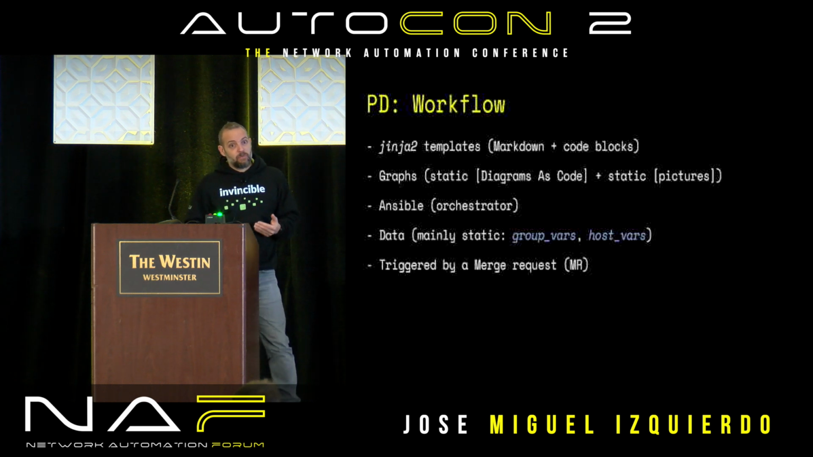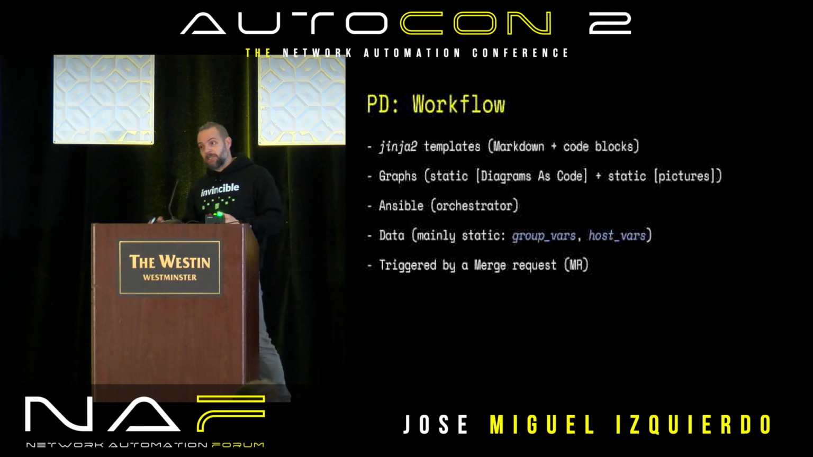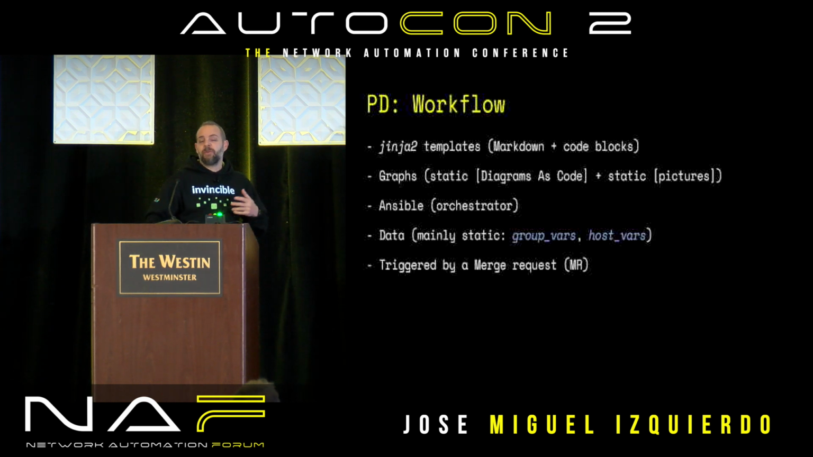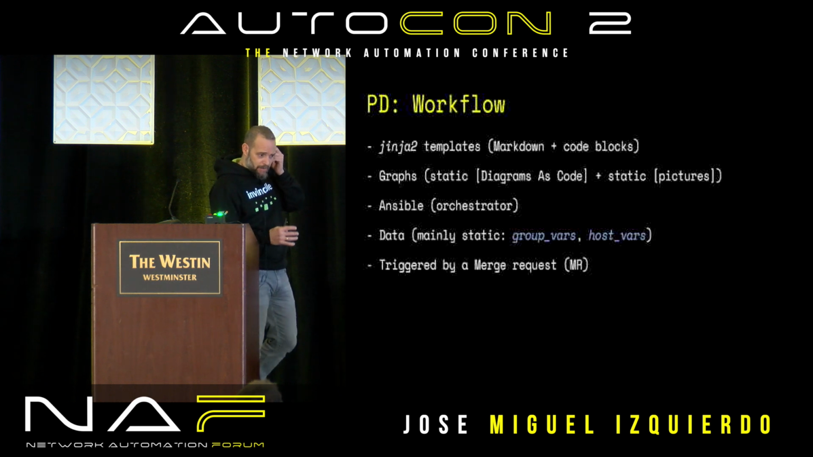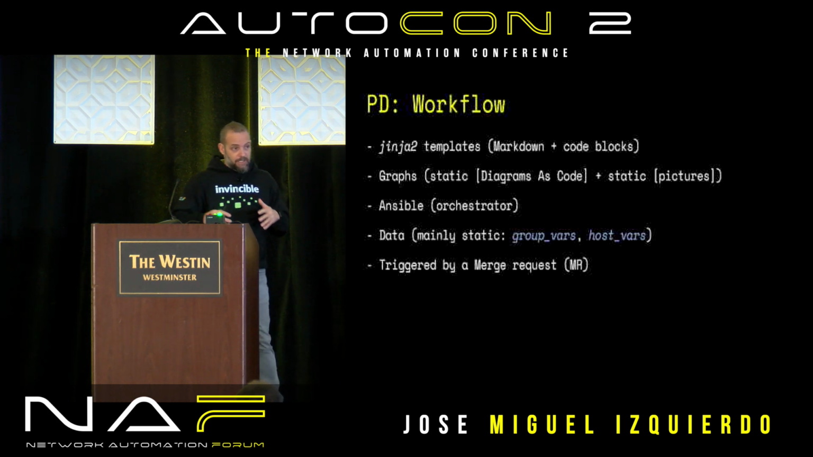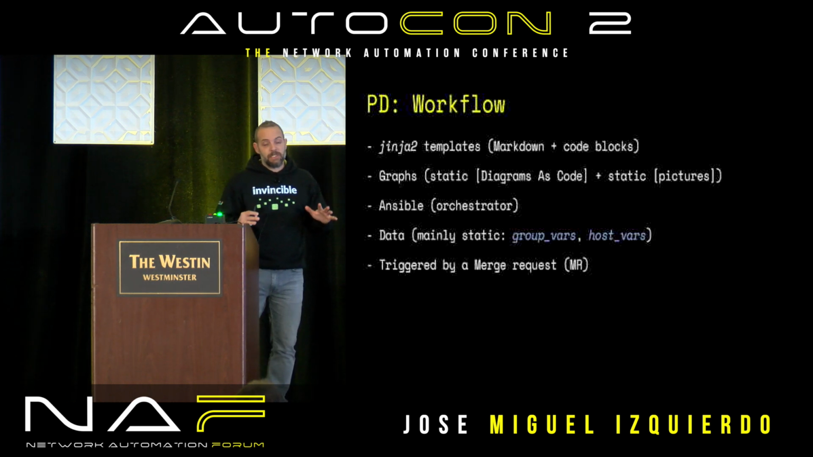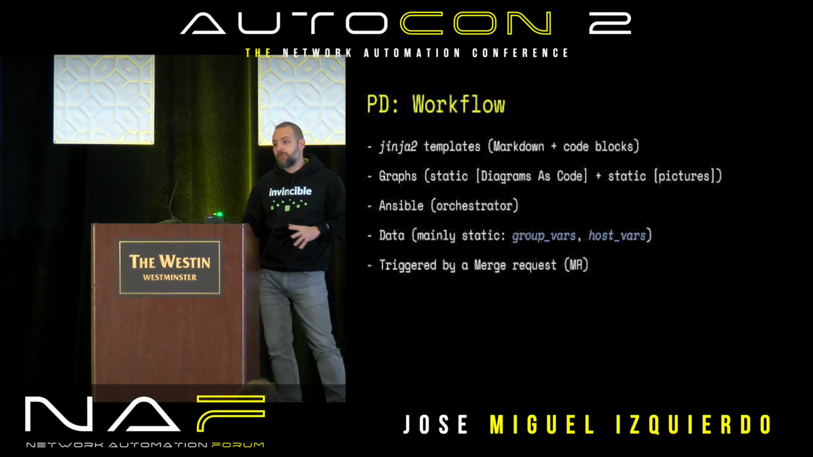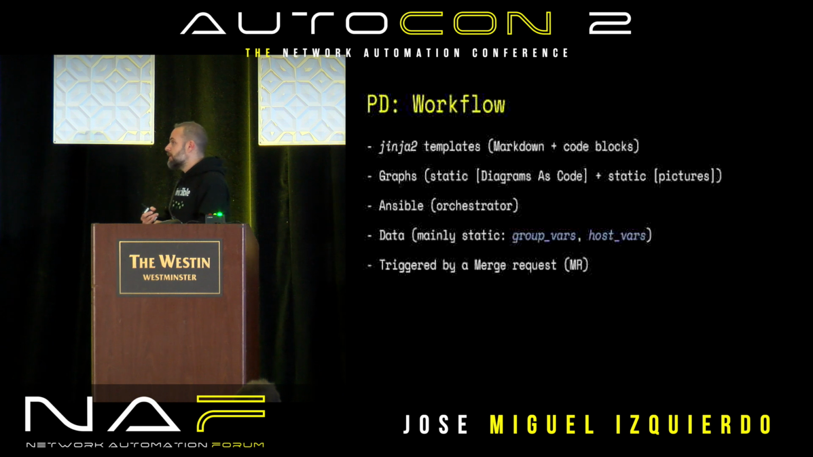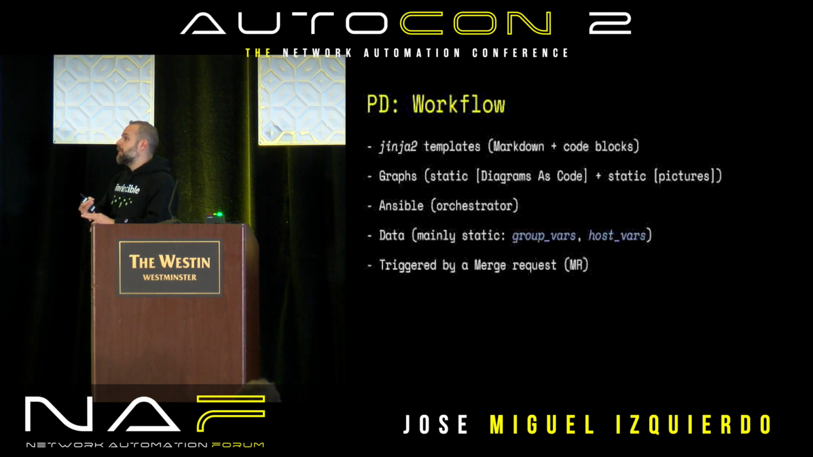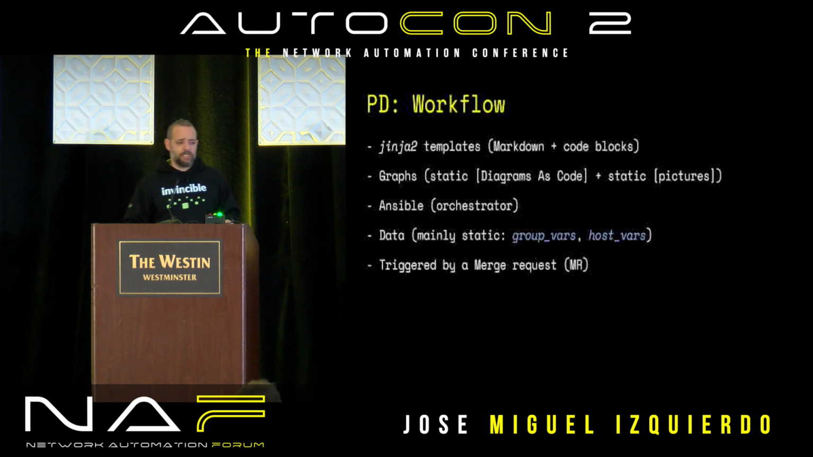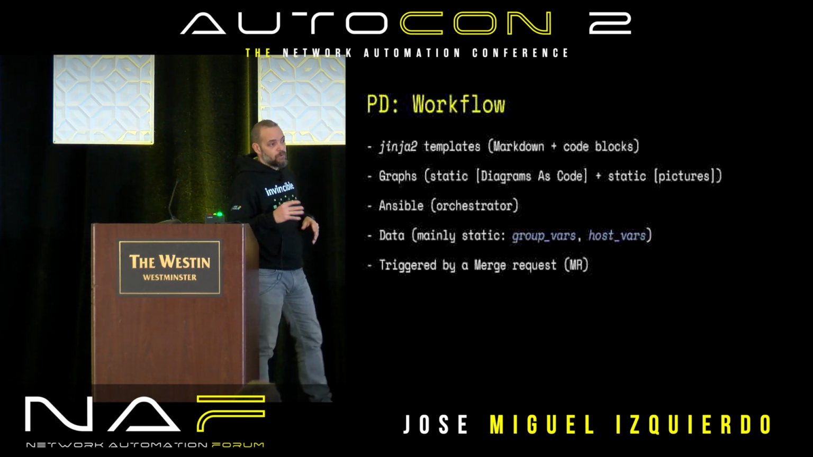If we focus on the workflow, how we are building it, we are going to start with a Jinja2 template based in Markdown, and it might have some code blocks or some configuration as well, depending on how you want to split it in chunks. And we're going to have these graphs, as I said. You can create them with diagrams-as-code tools. You can have your own diagrams there, or you can even have your own pictures generated with, I don't know, Photoshop or whatever, Draw.io, or with some PowerPoint. You can have some static pictures there, and use Ansible to gather that data.